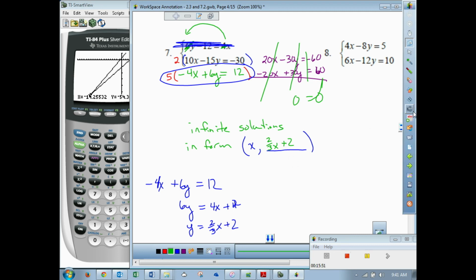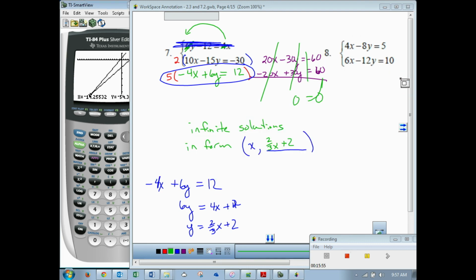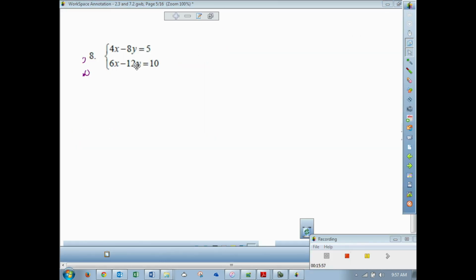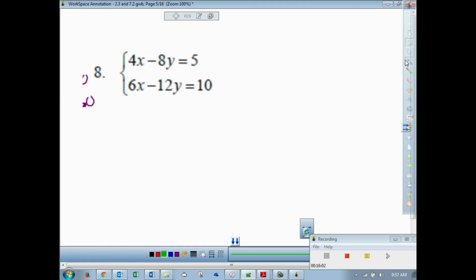Next one. What do you want to cancel? He's all lined up for elimination. What do you want to cancel? X's or y's? X's. It doesn't matter. 4 and 6, least common multiple is a 12, correct? So turn one of them into a 12, turn one of them into a negative 12. Pause the video, get that done for me.